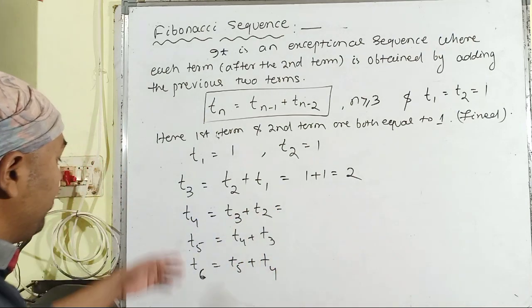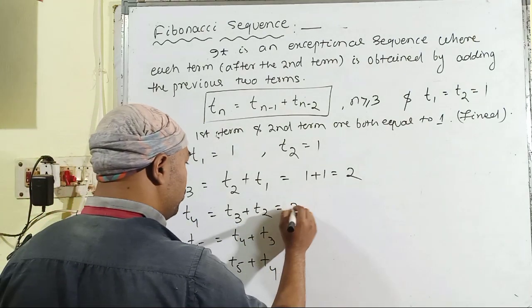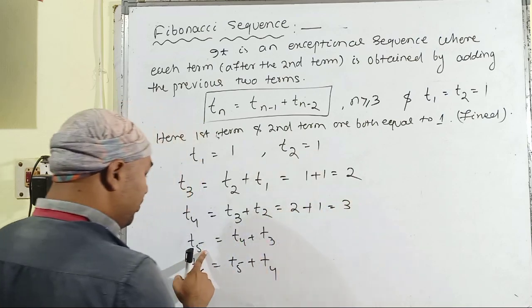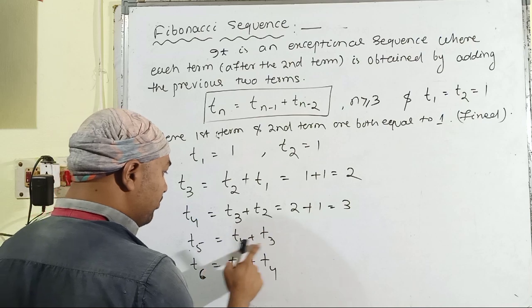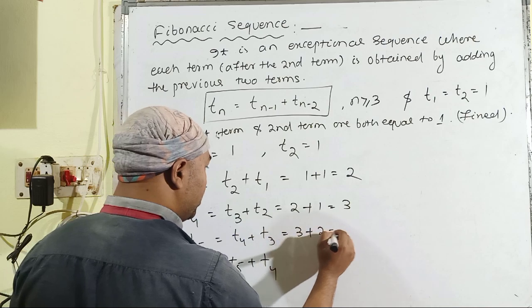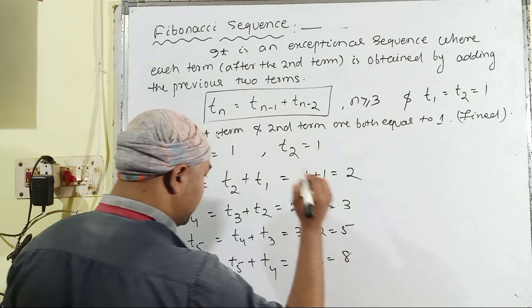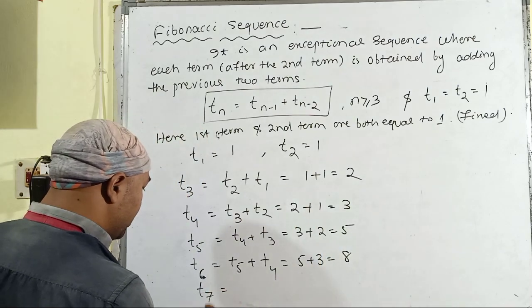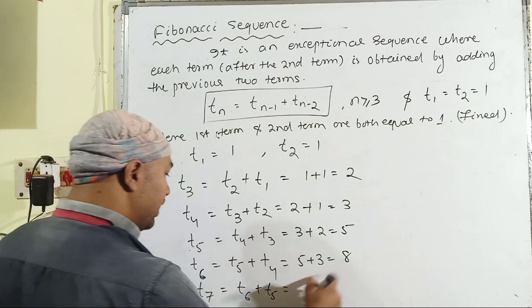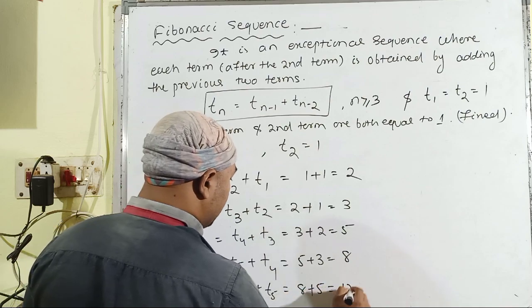So let us evaluate the values. T3, that is 2, plus T2, which is 1, gives 3. T5 is T4 plus T3, which is 3 plus 2, that is 5. T6 is 5 plus 3, that is 8. Similarly, T7 is the sum of T6 and T5, that is 8 plus 5, which is 13.